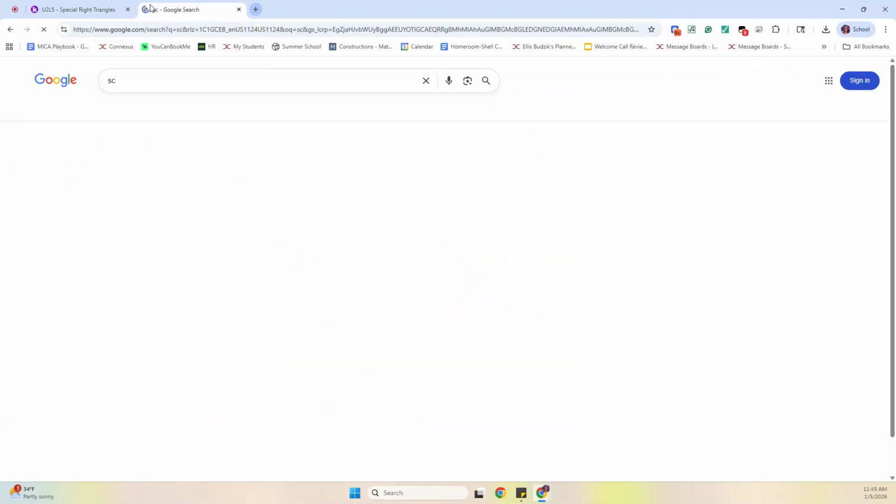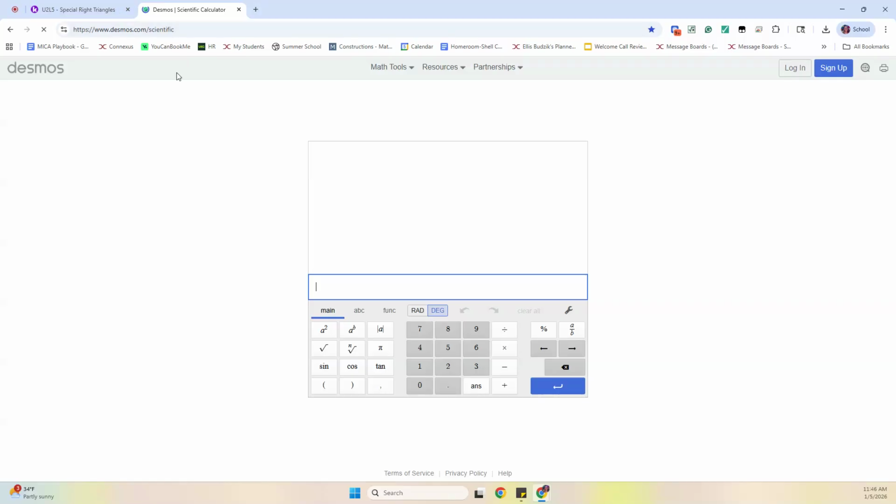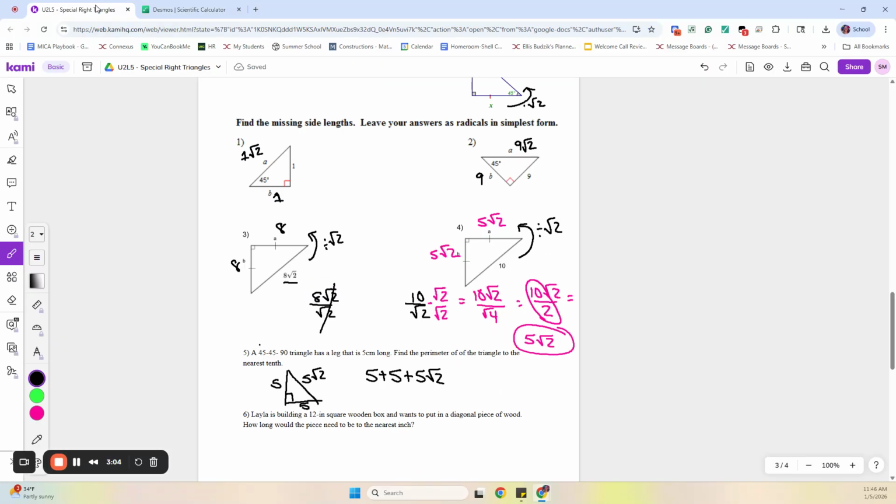Lost my calculator here. Oops, scientific calculator. So 5 plus 5 plus 5 root 2 is going to be 17.1. So about 17.1 centimeters.